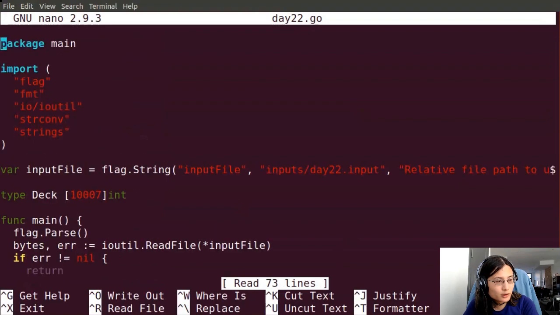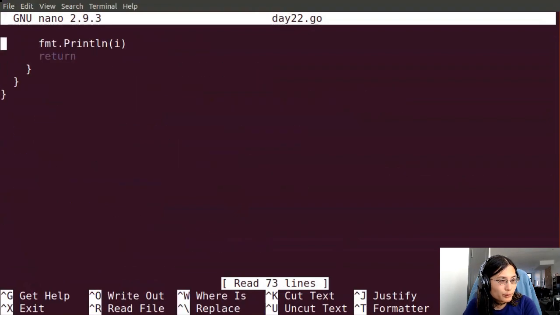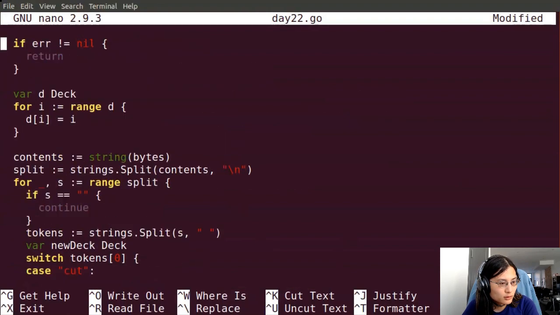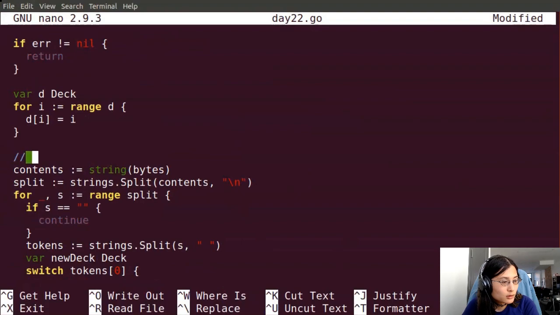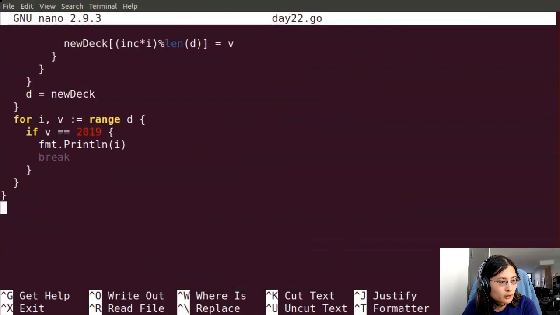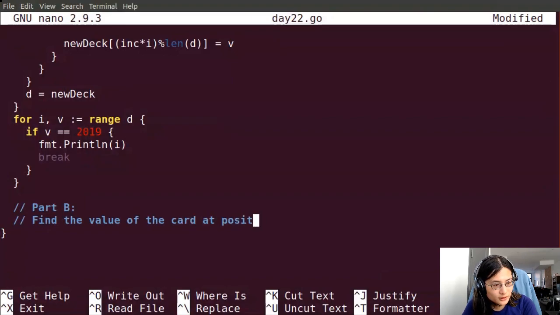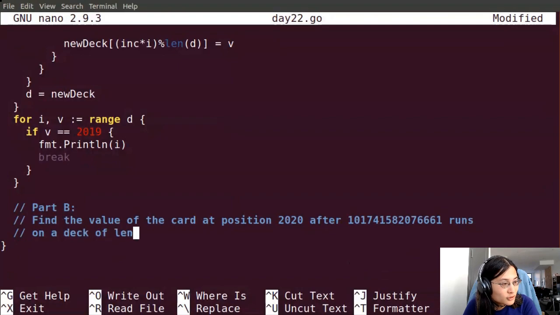Okay, so for part B, find the value of the card at position 20. Depth of length. Okay.